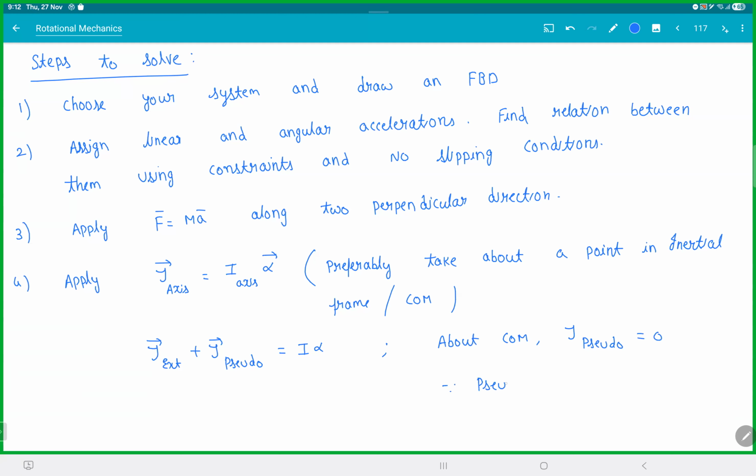Tell me one thing. When you have to apply pseudo force on a body, where do you apply? You apply it on center of mass. And if a force passes through the center of mass, then torque about center of mass is zero.